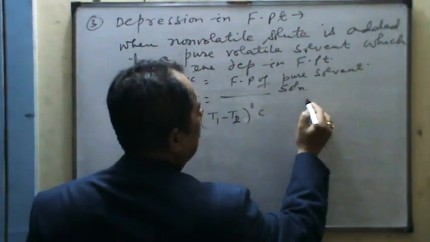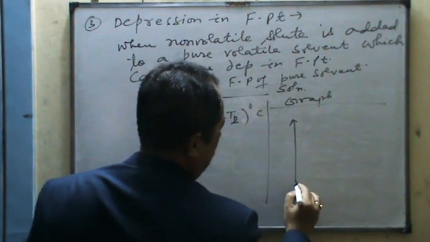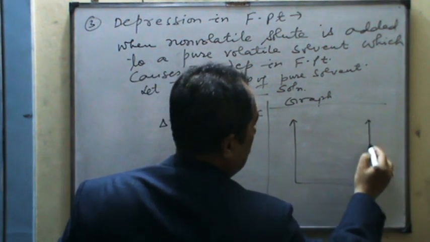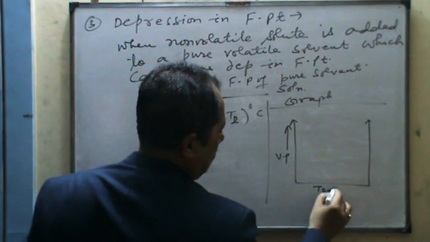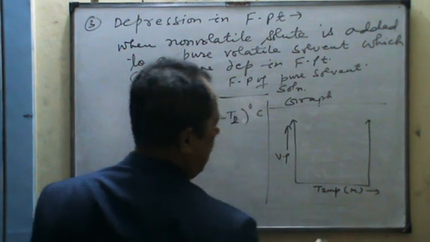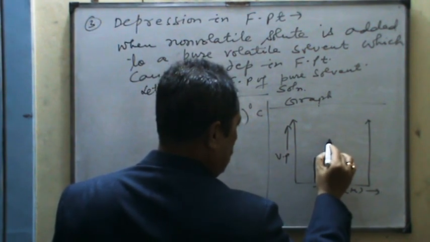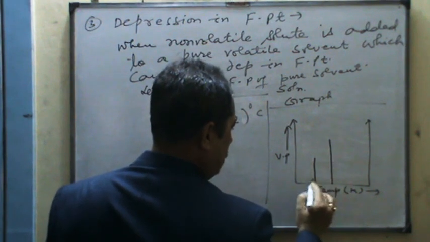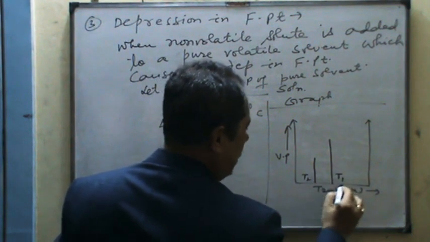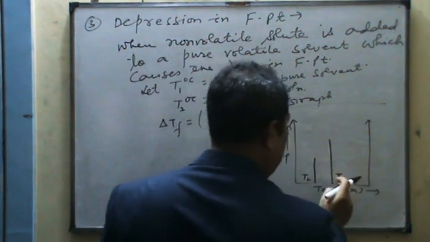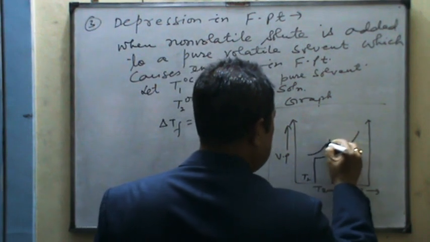Now, the graph for depression in freezing point. This side it is the vapor pressure, and this side it is the temperature in Kelvin. Thus this is the solution and this is the solvent. Solution is T2, and this is T1, because the solvent has more freezing point than the solution, therefore this line is here.